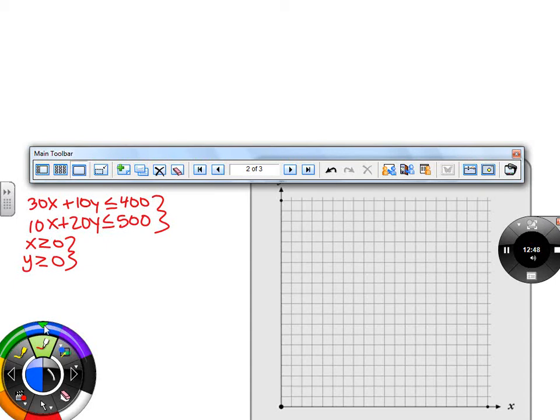So for the first one, if you want to graph it in slope-intercept form, you should be able to transform that inequality to slope-intercept form by subtracting 30x to the other side and then dividing everything by 10. When you're done with that, it should look like y is less than or equal to negative 3x plus 40. Now, to graph that, you need a y-intercept of 40 on the y-axis, and then you're going to use a slope of negative 3. Now, what did y represent for us in our problem?